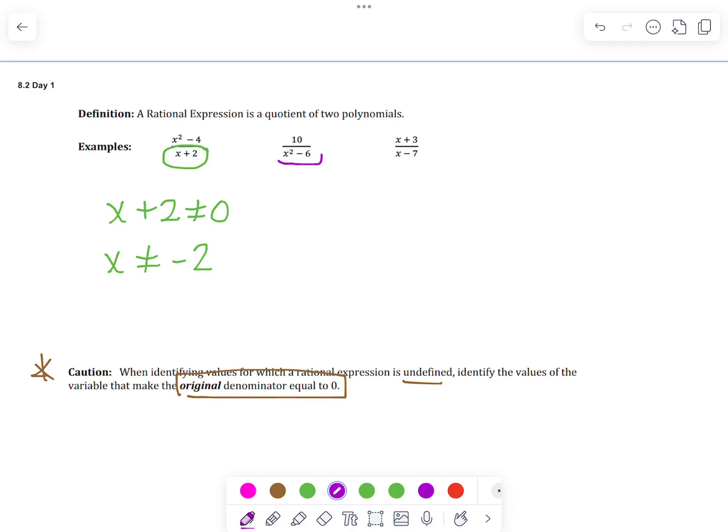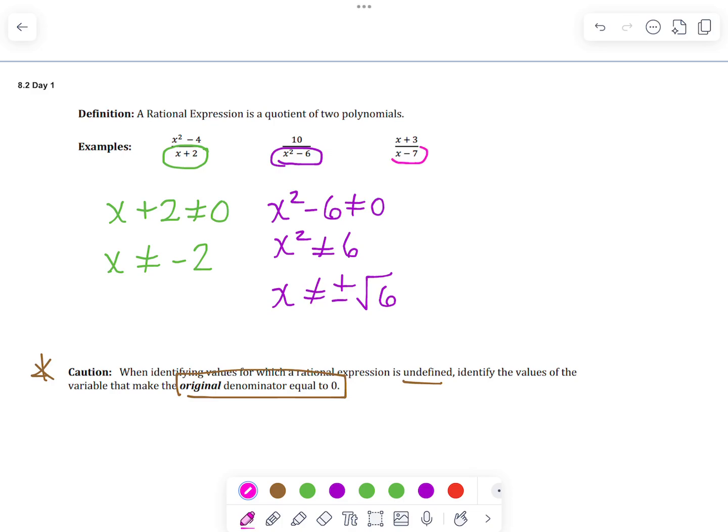The second one, x squared minus 6, we do not want that to equal 0. So we say not 0, and then we solve it for x. We're going to add 6 to both sides, and then we're going to square root both sides. So we do not want x to be plus or minus the square root of 6.